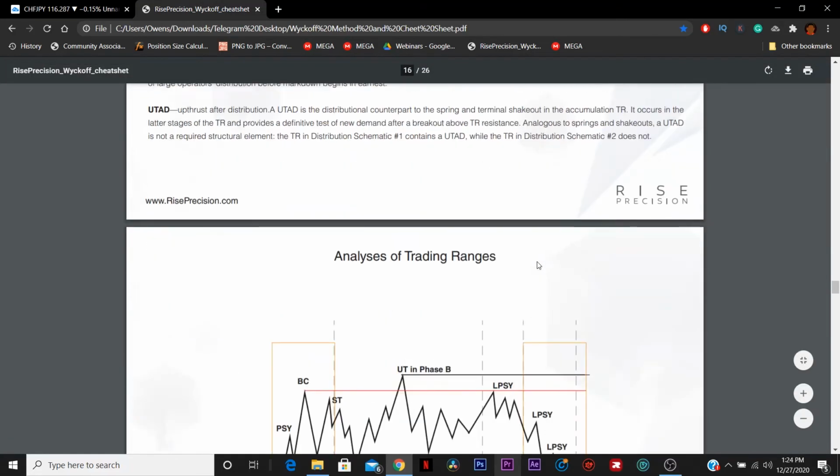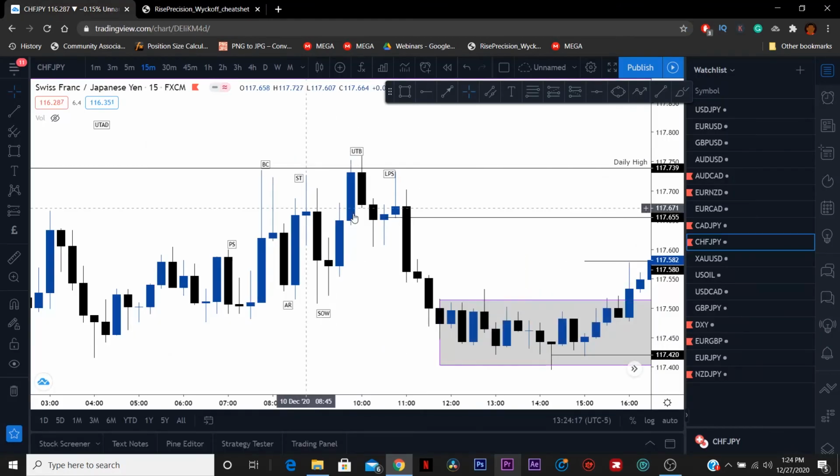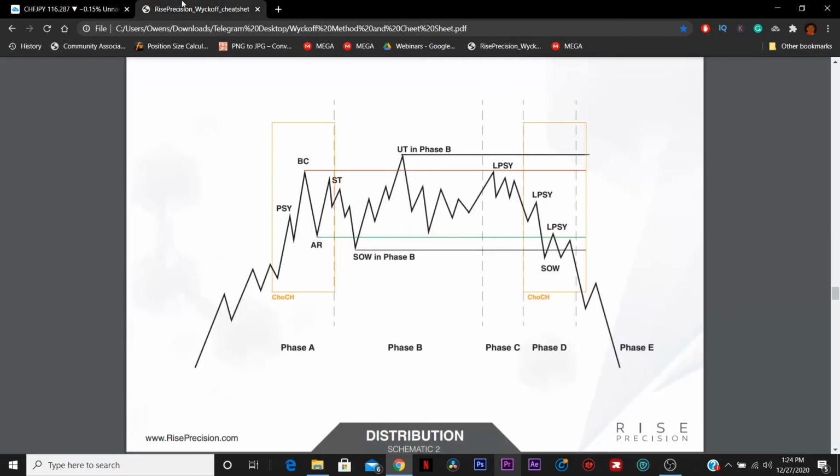So I want you to take a good look at this distribution here that we just marked up, and I'm gonna search up the second schematic for the distribution. Here it is right here. Take a good look at this and take a good look at this. If you understand what the preliminary supply, the buying climax, the automatic rally, the secondary test, the sign of weakness, and the upthrust in phase B, the last point of supply are, if you understand these moves, you're going to see a whole bunch of schematics and a whole bunch of accumulation and distribution.